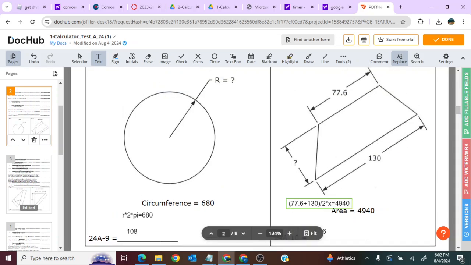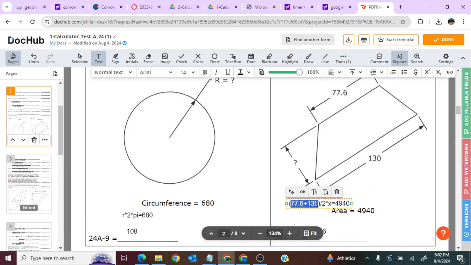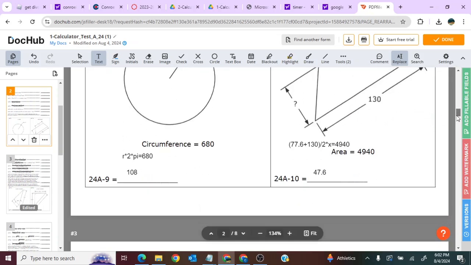Number 10, area of a trapezoid, the average of the two bases. So add those together, divide them by 2, multiply by your height, that's unknown, and you get your area. Put that in EQ solver, and you'll get 47.6.